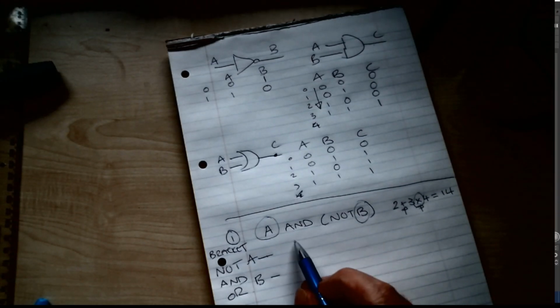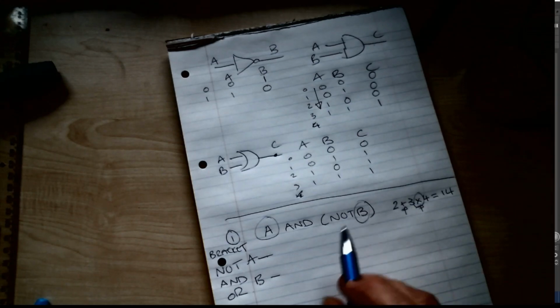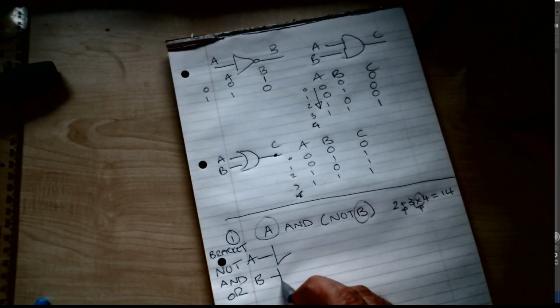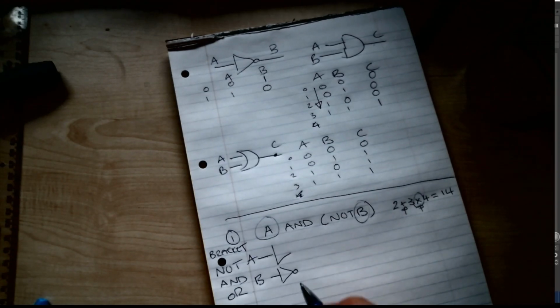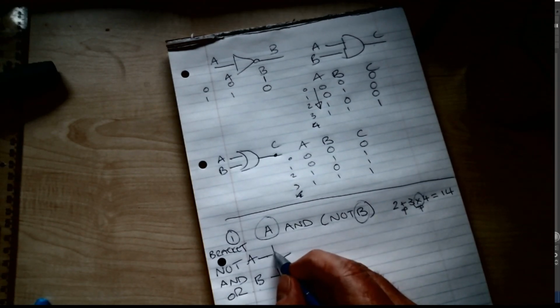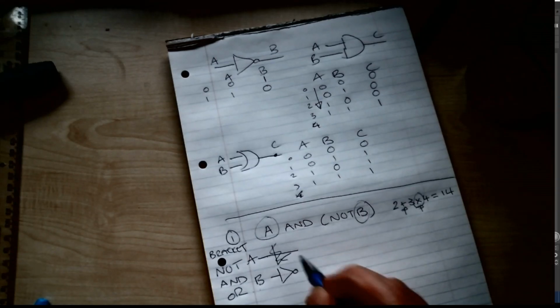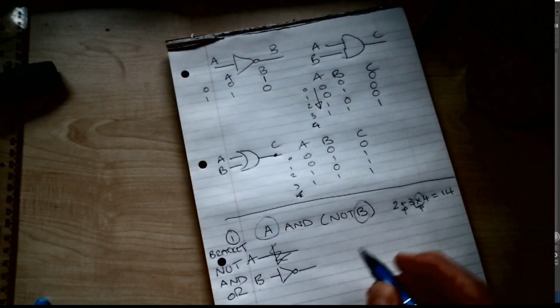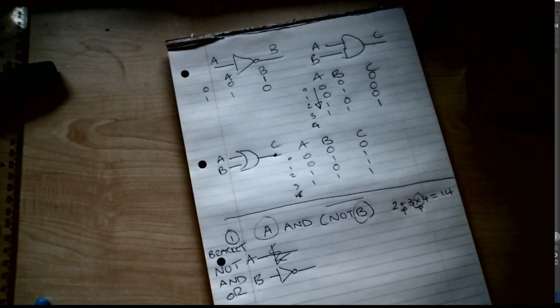Okay, so here inside this bracket I've got not B. So I've got to put, sorry, not B, wrong place, my mistake. So I've got to put B through a NOT gate, okay, and that's that. That's the brackets dealt with.